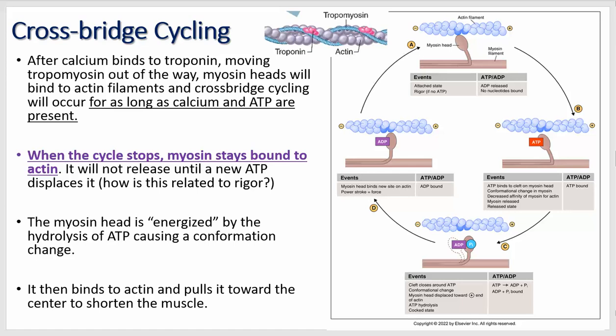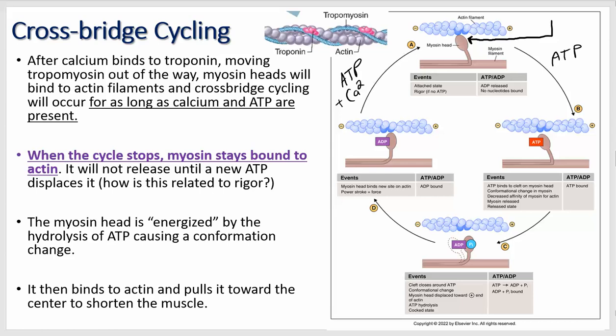After calcium, after tropomyosin is moved out of the way, as long as you have both ATP and calcium present, you're going to have this cycle that takes place. Okay. The cycle starts, we like to start the cycle here, and that is with the myosin head bound to the actin. I have this in purple. So when the cycle stops, the myosin stays bound to the actin. Now, usually in a cell, there's ATP present. ATP is just always present. Most of the time it's present.